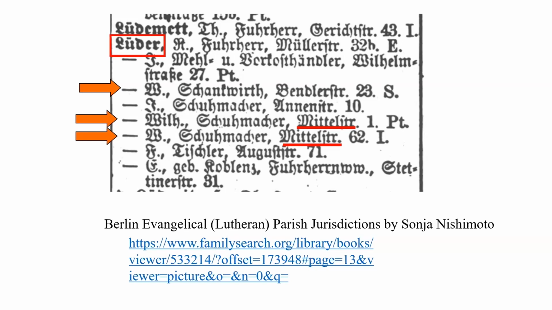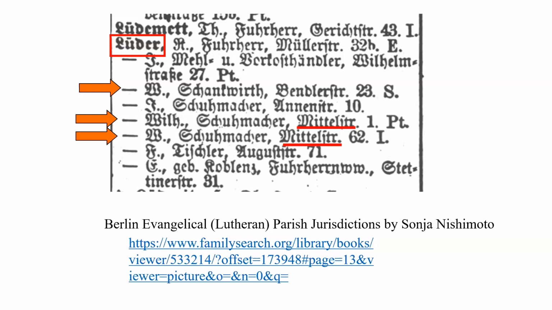Knowing the name of the street gives two ways of determining which of the 70 parishes was the one that the Luder family went to. One is to check for any special indexes for the city that identify which streets belong to each parish. For Berlin, the following online source provides a list of streets and the parishes they belong to. It's called Berlin Evangelical, meaning Lutheran, Parish Jurisdictions by Sonia Nishimoto. This website showed that Mittelstrasse belonged to Dorotheenstadt Parish.